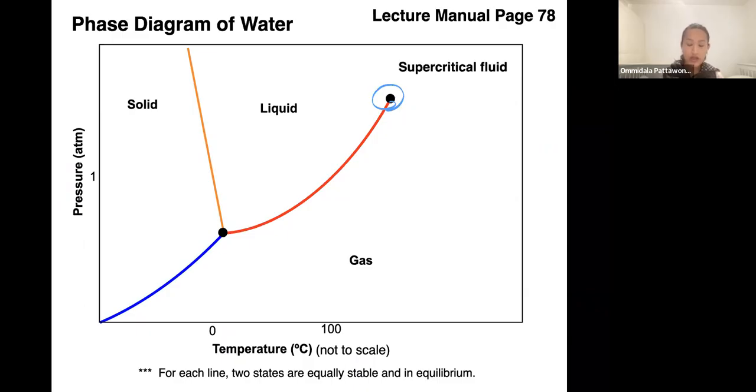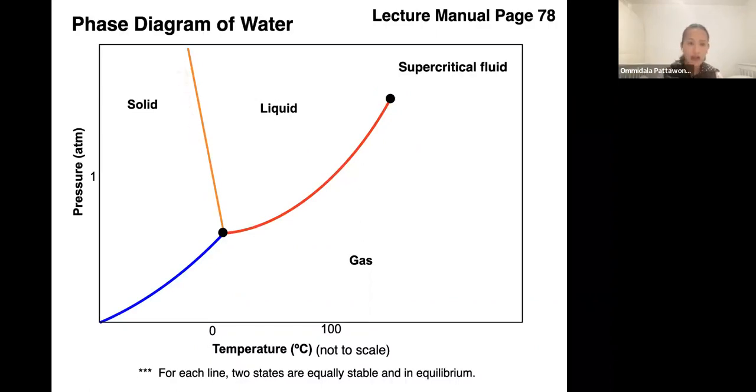Supercritical fluid happens when there is no boundary between liquid and gas. It behaves like a gas and also like a liquid. For example, it is able to effuse through solids like a gas, and it can also dissolve material like a liquid. We are going to see more of the application of this in just a few minutes.